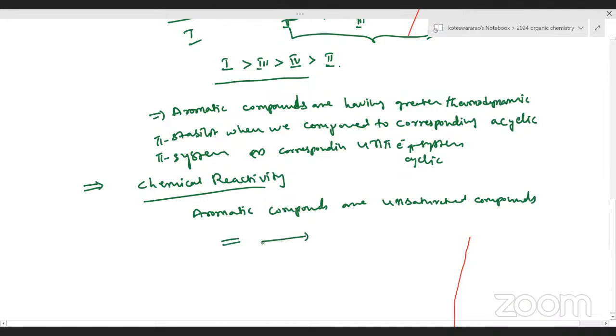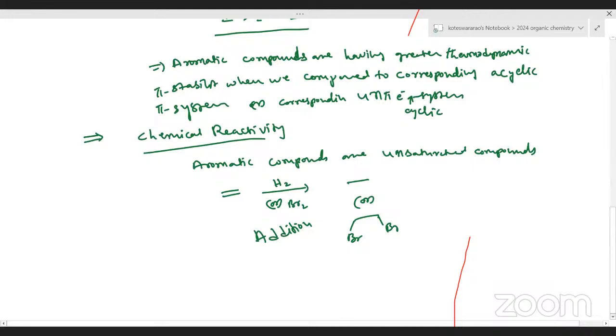When we subject it to an addition reaction like hydrogenation or bromination, it produces a saturated compound, the hydrogenation or dibromo product. Addition products will be given when unsaturation is present in the molecule. But this is very much unlike the behavior of the aromatic compound.